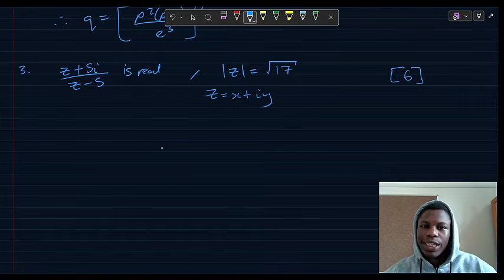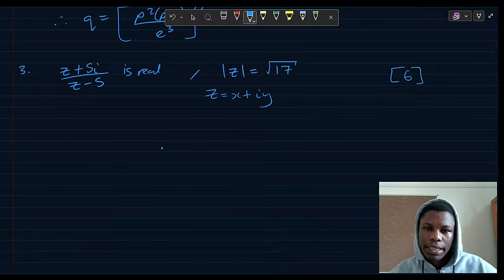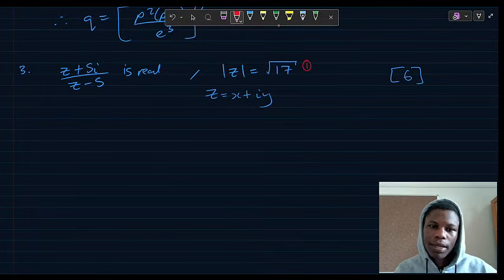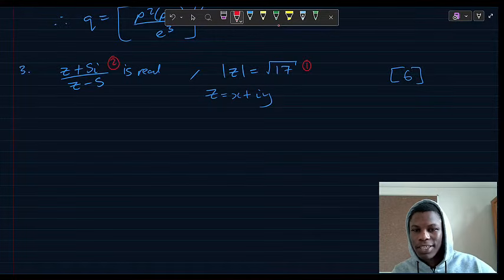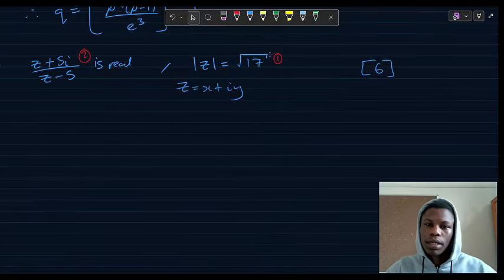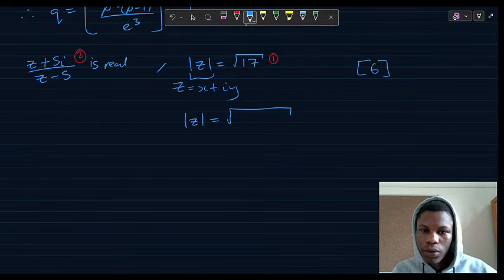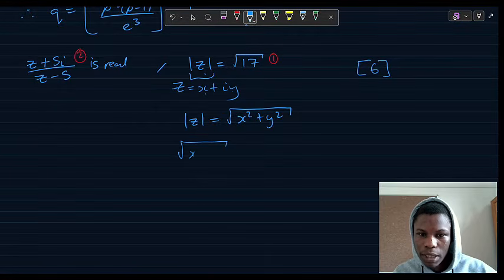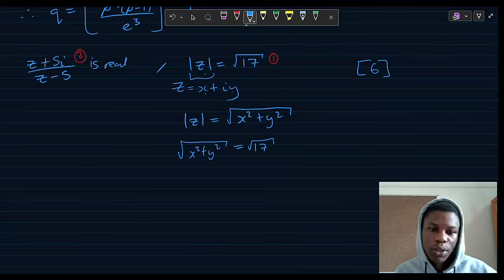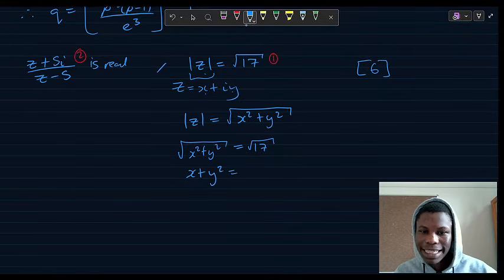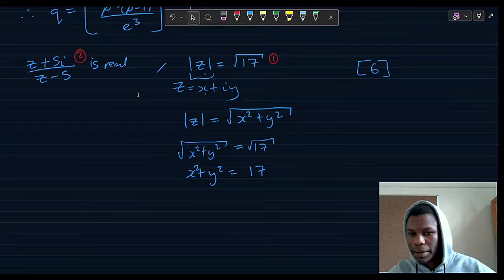The way we're going to do that is we need to create two equations that we're going to solve simultaneously. So the first equation is going to come from here, and the second equation is going to come from here. So let's start with the first equation because that one is a bit easier. We know that the modulus of z is just the square root of x squared plus y squared. So that means I can say that the modulus of z, which is the square root of x squared plus y squared, is equal to the square root of 17. So if we square both sides, we have that x squared plus y squared is equal to 17, the square root is gone now. That's our first equation in terms of x and y.